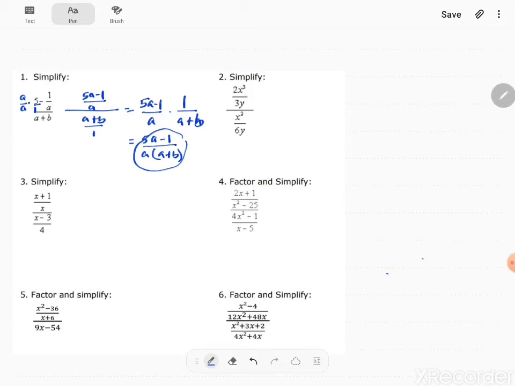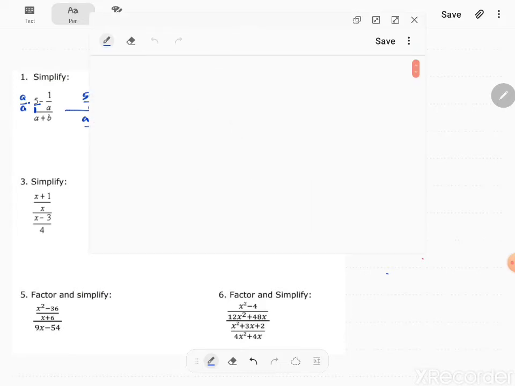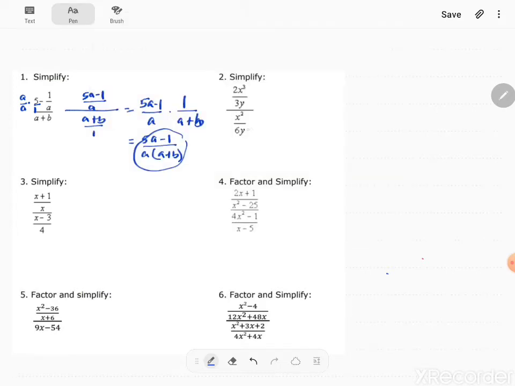So we have a single fraction here and a single fraction here. So you just have to flip them, right? This is an easy one. So this will be 2x cubed over 3y times 6y over x squared, right? So just cancel off whatever you need to cancel, and 3 goes in 6 two times. So the answer would be 4x. That's it. Answer will be 4x.